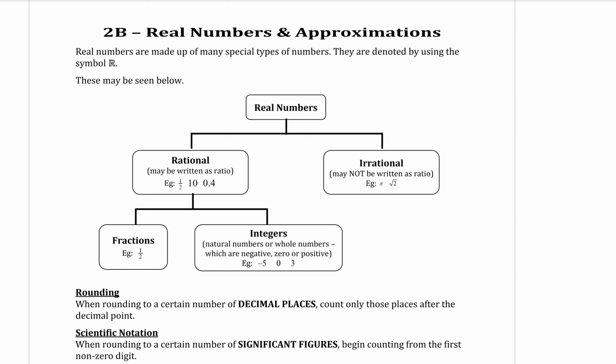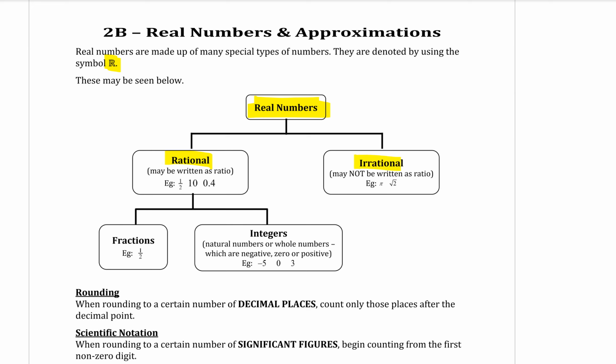Real numbers are made up of many special types of numbers, and they are denoted using the symbol R, capital R, that you see there. We had a few other symbols that we introduced last lesson. This is the one for real numbers, capital R. Okay, so you can see your real numbers here at the top of the table. Real numbers can be divided into rational and irrational numbers.